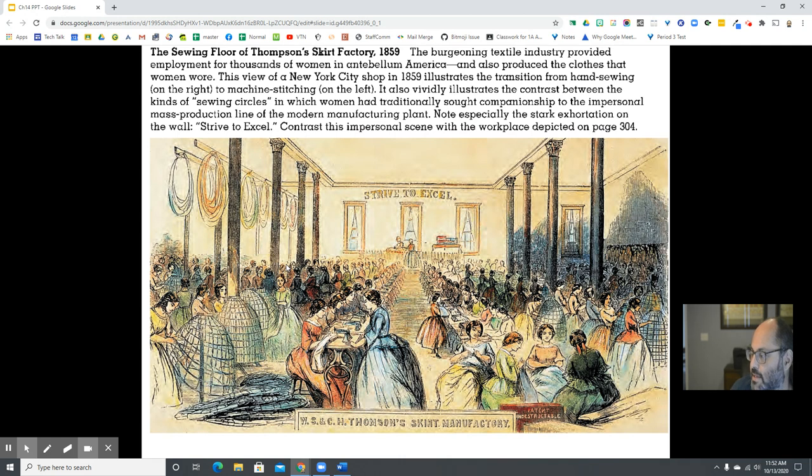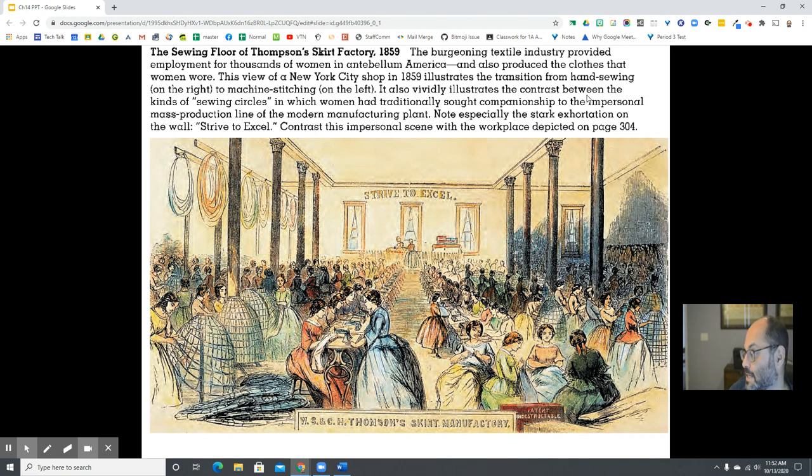And what it really does is it shows you, as it says here, the transition from hand sewing. A lot of times they have these sewing circles where women get together and have companionship and talk to one another, but also sew at the same time. This makes it more impersonal, and you would just be able to buy your skirt on the rack somewhere. And then most of the background, it says, strive to excel.